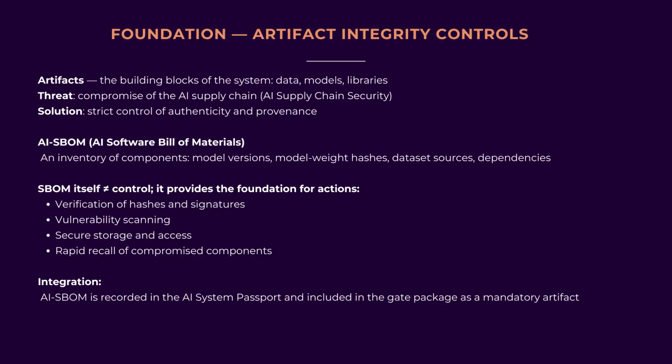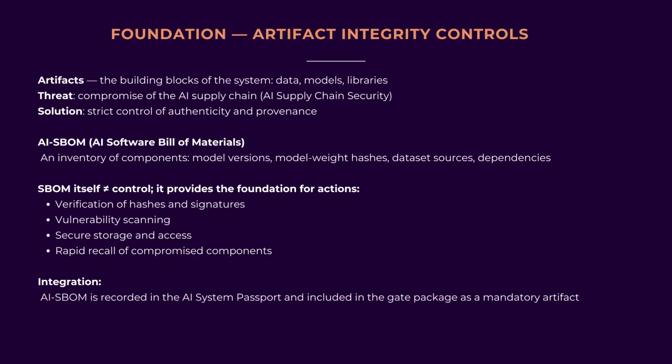To counter such threats, we must take strict control of the artifacts themselves. We must be absolutely confident in their authenticity and provenance. To do that, we must first precisely document what the system is composed of. We maintain a short but exact inventory, a specification of AI system components, or an AI-SBOM. It includes information such as the exact model version, checksums of its weights, the sources of key datasets, and the list of dependencies. Here is a critically important clarification: a component specification by itself is not a control, it is an inventory, the foundation for controls.